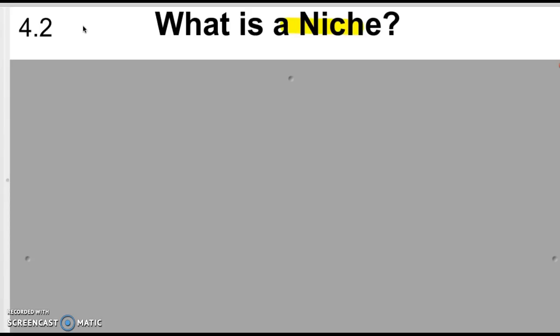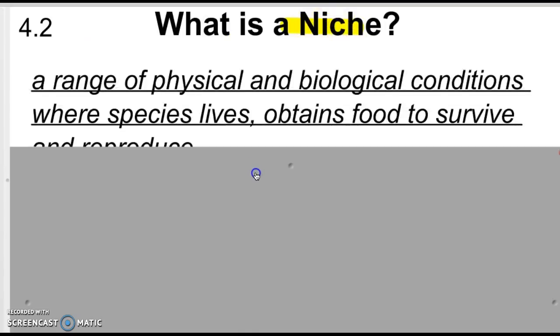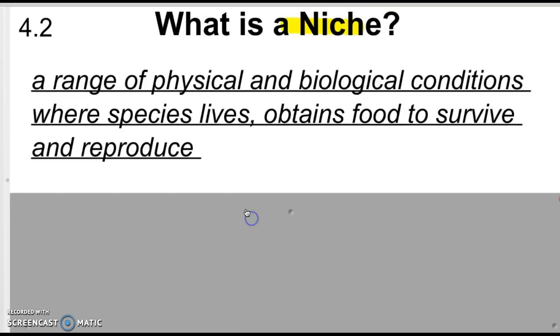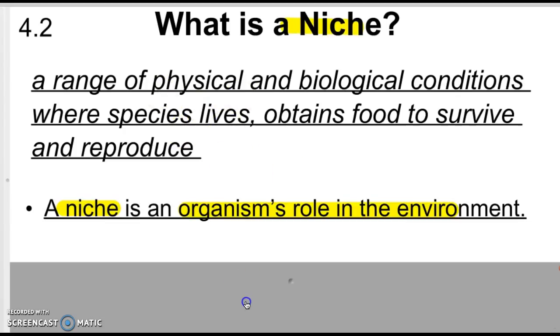Which is talking about how organisms are interacting with their environment and with others. So we're going to talk about this word niche. What is a niche? I want you to put down that a niche is a range of physical and biological conditions where species live and obtain food to be able to survive and reproduce. That's a very, very long definition.